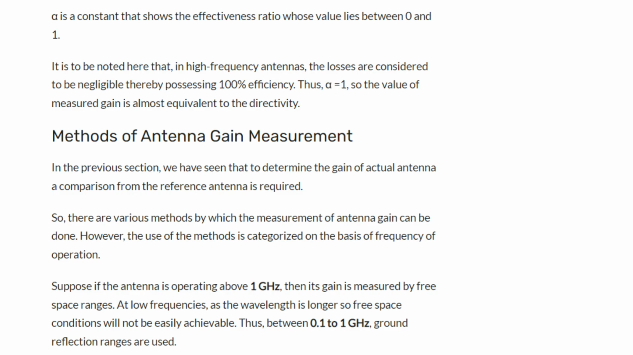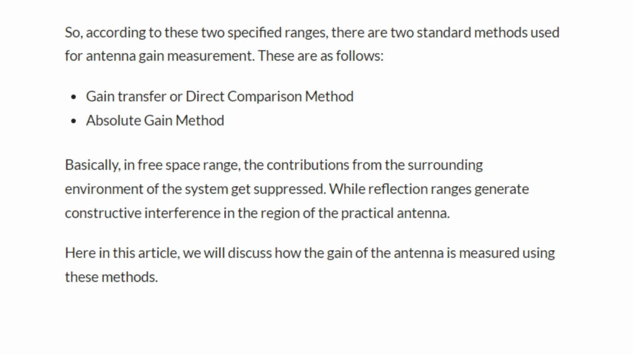At low frequencies, as the wavelength is longer, free space conditions will not be easily achievable. Thus, between 0.1 and 1 GHz, ground reflection ranges are used. So, according to these two specific ranges, there are two standard methods used for antenna gain measurement, that are the gain transfer or direct comparison method, and the absolute gain method.